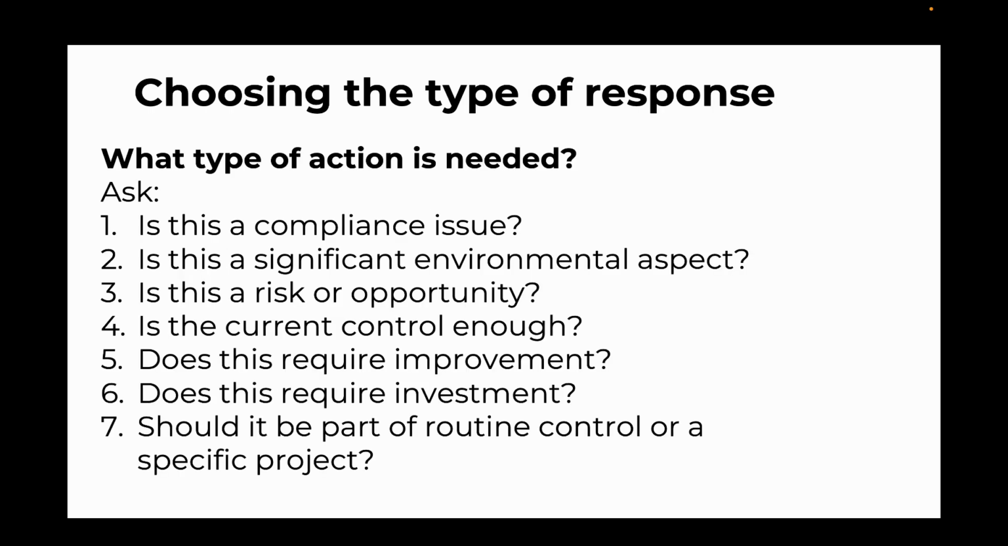BlueRiver needs to decide the right type of response. If the issue is driven by a permit limit, the response may be compliance monitoring and operating control. If the issue is driven by environmental significance, the response may be prevention, reduction, substitution, or emergency preparedness. If the issue is driven by drought risk, the response may include water efficiency, contingency planning, or alternative supply assessment.